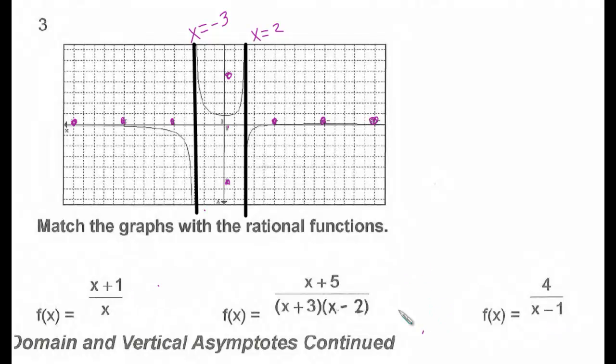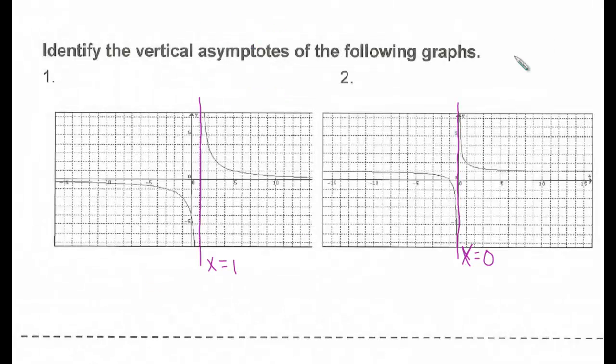Match the graphs with the rational functions. The easiest way to do this is figure out what makes the denominator equal to 0. In the first equation, set the denominator x equal to 0 and solve for the variable. This is the vertical asymptote. The answer that matches this equation is graph number 2.